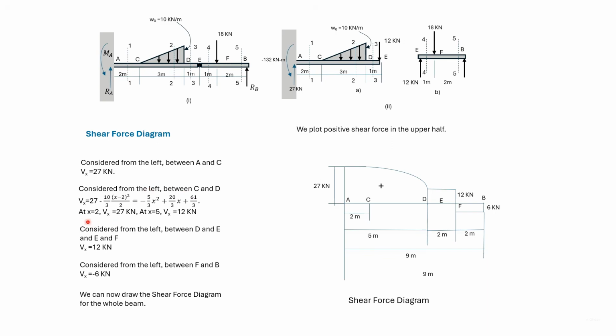So we substitute x is equal to 2 and we get the shear force as 27 kilonewton, and we substitute x is equal to 5, which corresponds to the point B, and get the shear force as 12 kilonewton. The shear force at C taken in two different ways matches, which serves as a check that the equations are right.